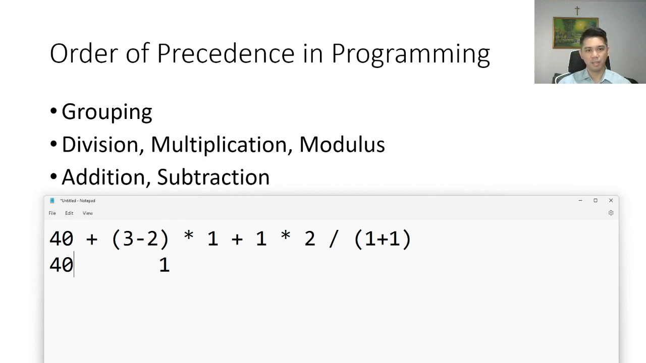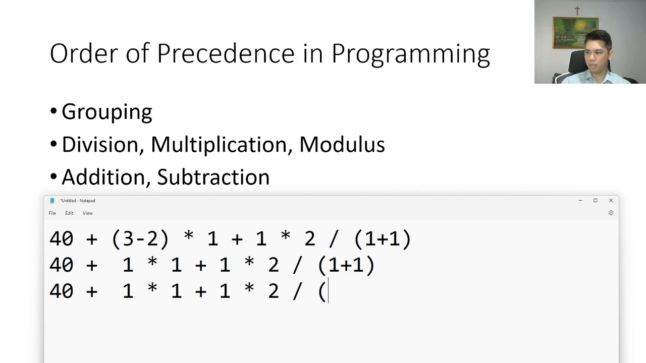And let's do it step by step. So 40 plus 1 times 1 plus 1 times 2 divided by 1 plus 1. Now, after evaluating the first grouping from the left, it will evaluate other groupings. So it will evaluate now the second grouping, 1 plus 1 is 2.